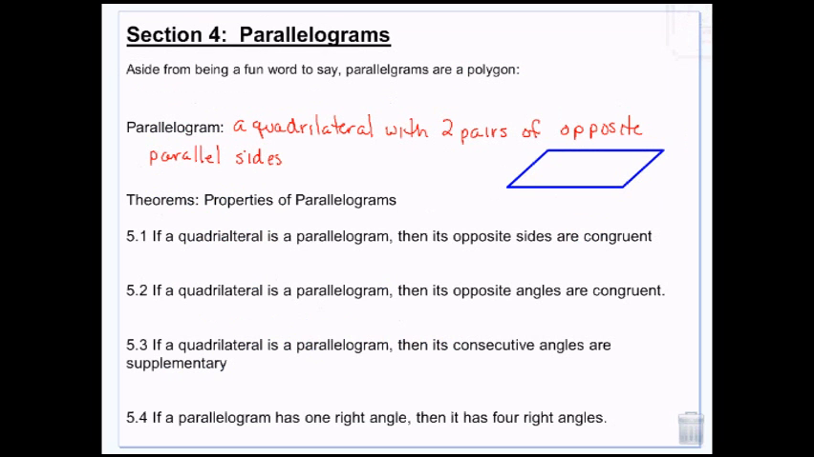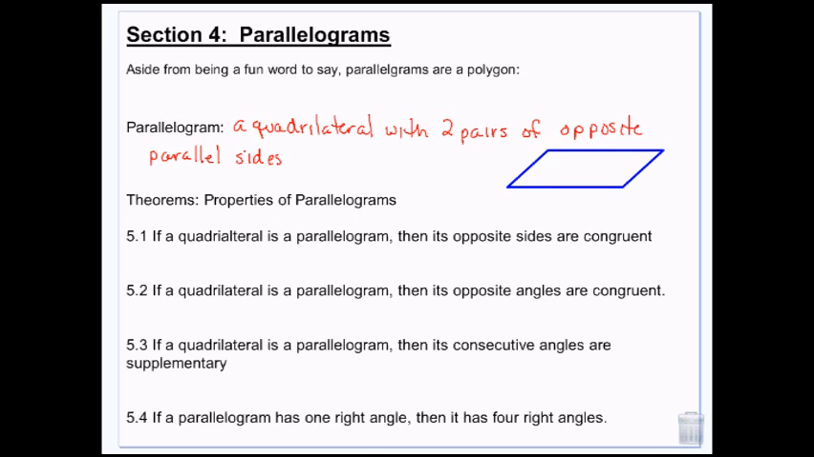Okay, so a parallelogram is just a quadrilateral, so 4 sides, where the opposite pairs of sides are parallel. That's the definition of parallelogram. So squares and rectangles are also parallelograms, right? Because their opposite sides are parallel. All right, so we have some properties of parallelograms.